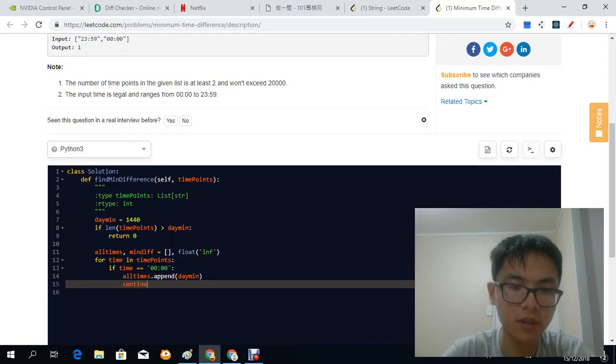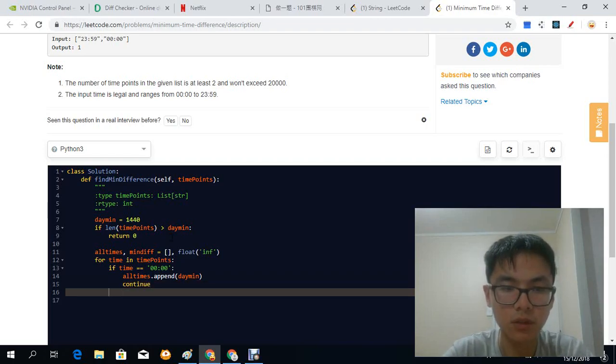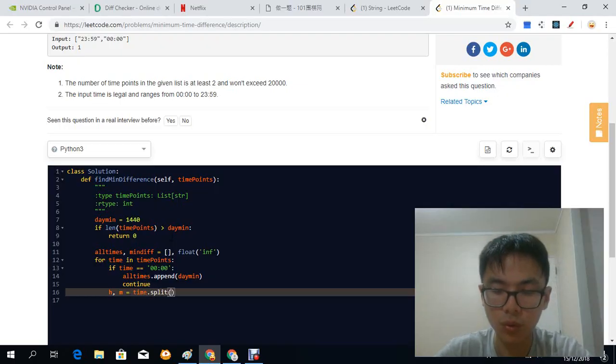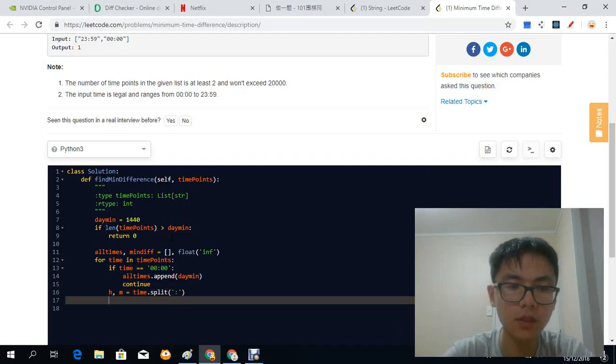So after this, we just continue the process. So this time has been processed. If the time is not this, we need to extract the hour and the minutes out from our time, which we split by this symbol. So we get our hour and minute number.